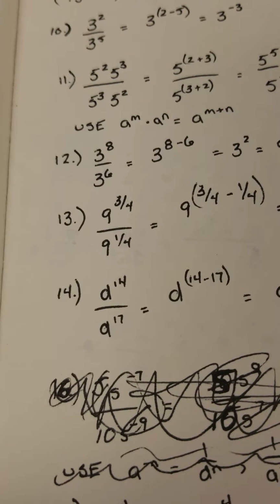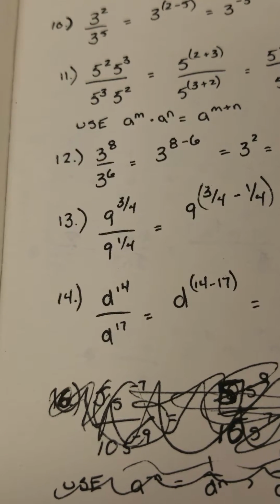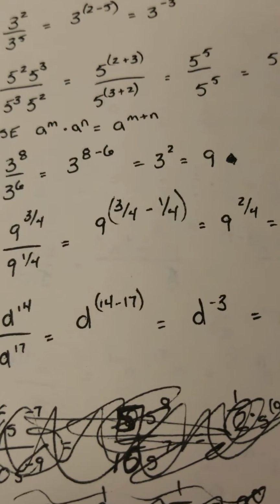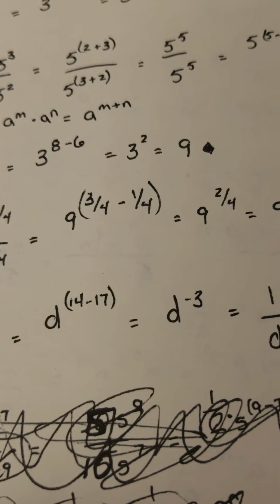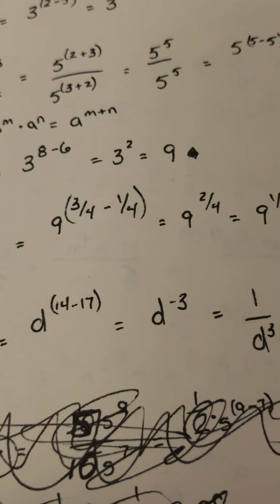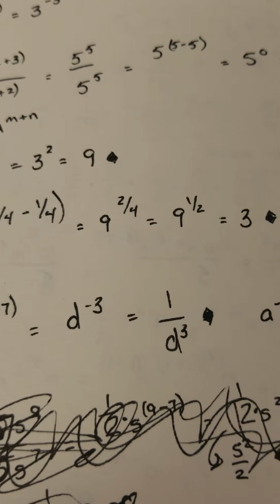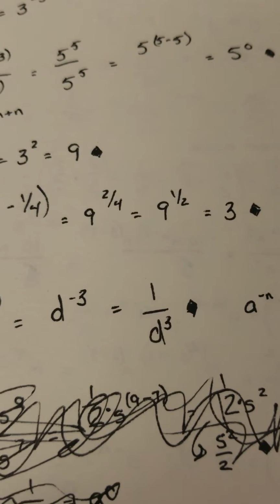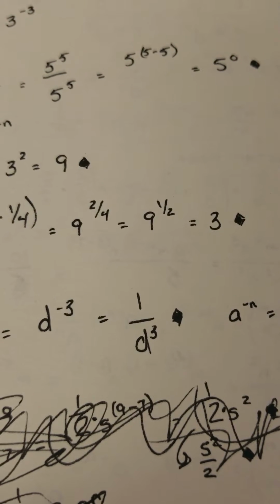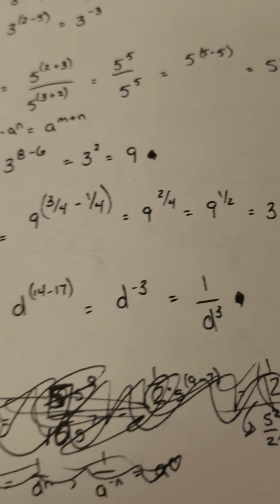This one here, we have 9 to the 3/4 power divided by 9 to the 1/4 power. You're going to subtract that out. It is easy. The denominators are the same there. We can just subtract right across the top. You're going to get 9 to the 2/4, which equals 9 to the 1/2, which ultimately is the same as asking what's the square root of 9, and that equals 3.